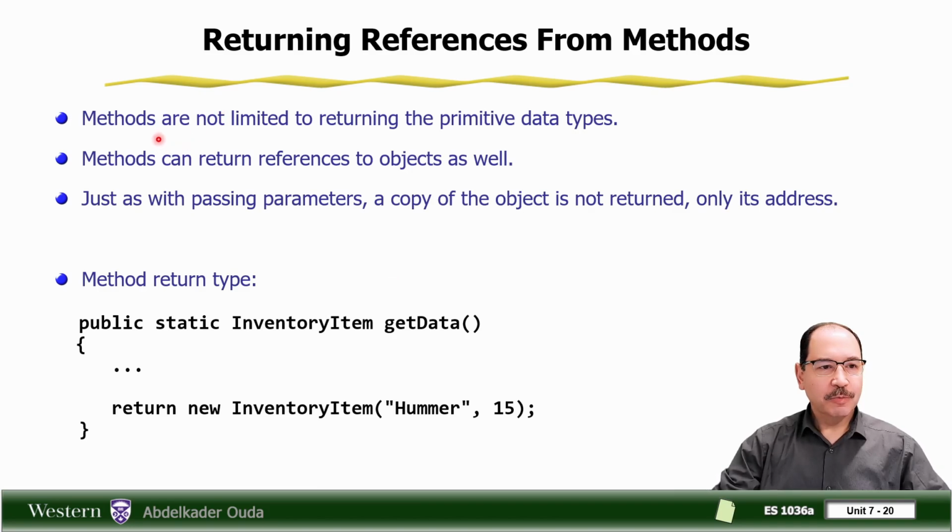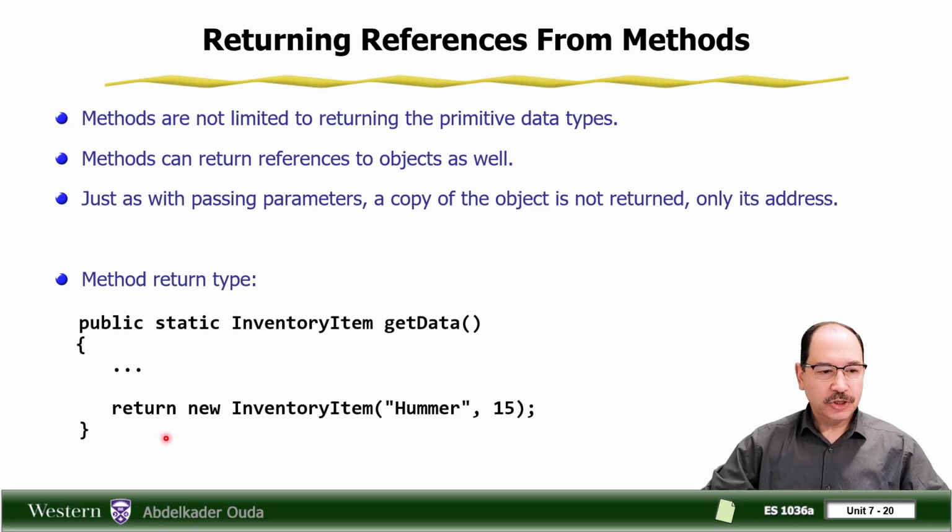Note also that methods are not limited to returning primitive data types. A method can return references to objects as well. Just as with passing parameters, a copy of an object is not returned, only its address. For example, let us consider this code snippet. I have a method called getData that returns a value of type InventoryItem. This is not a primitive data type; this is a class type.